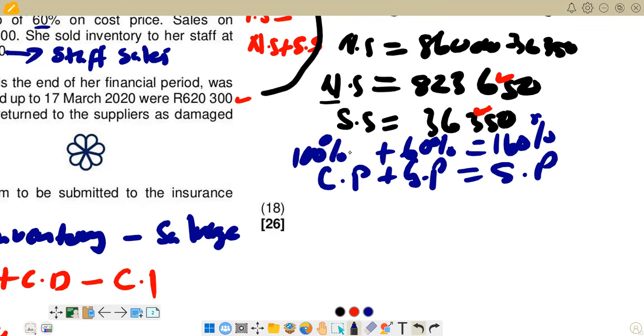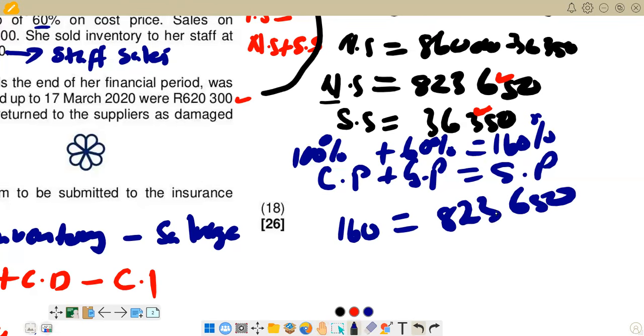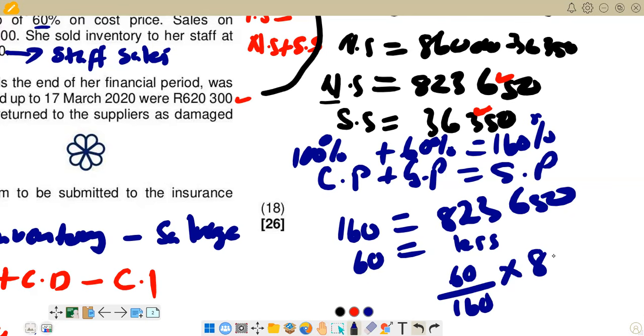So you can use proportion there. The figure that we are given is for sales, which is 160%. So for normal sales, 160% is equal to 823,650. The figure that we want is for gross profit, which is 60%, so we are going to have a smaller figure. We make the proportion by putting what we don't have, 60, as the numerator, and what we have, 160, as the denominator. Then we multiply by the given figure, which is 823,650.